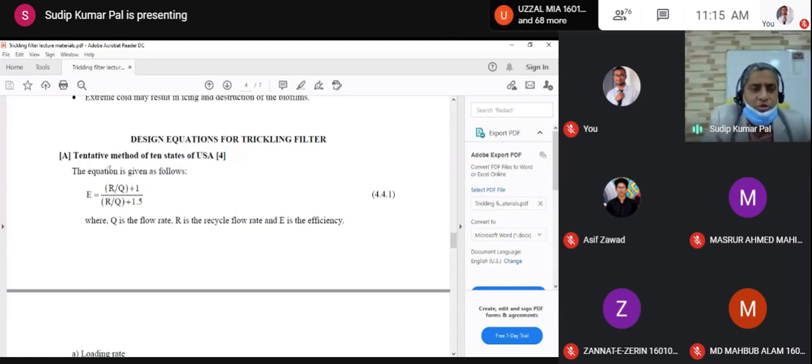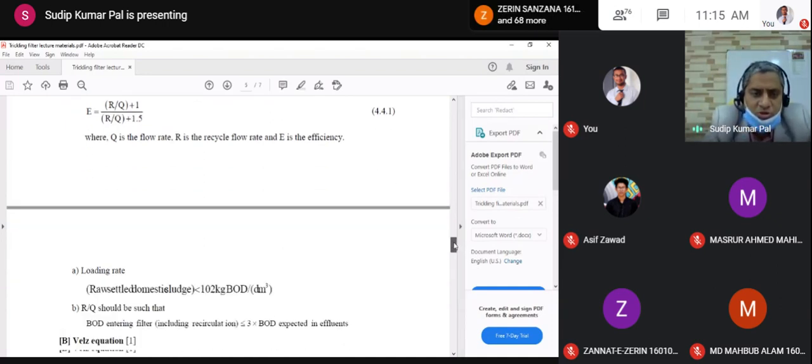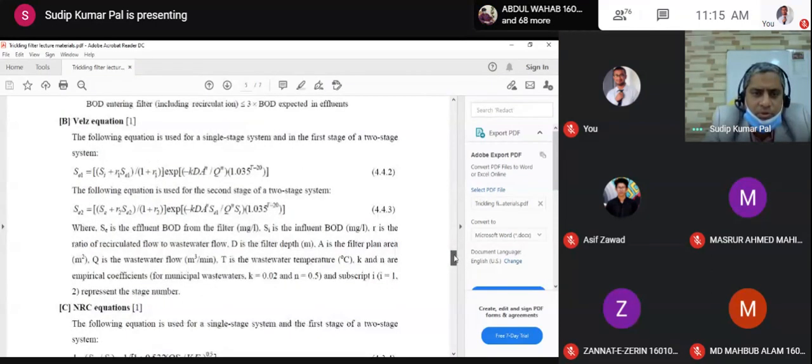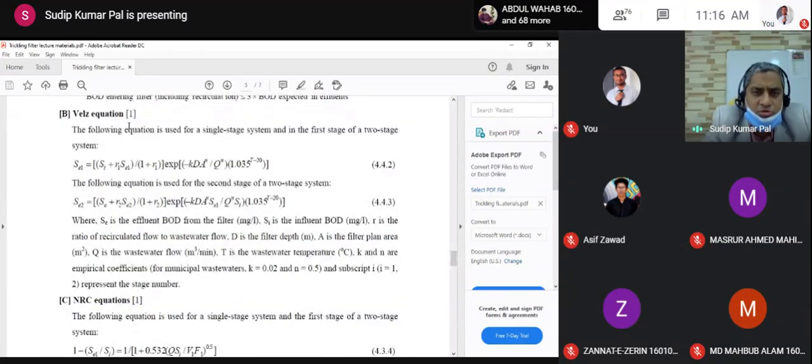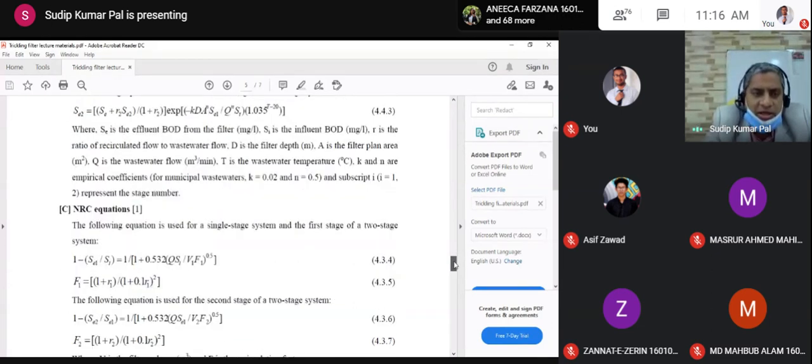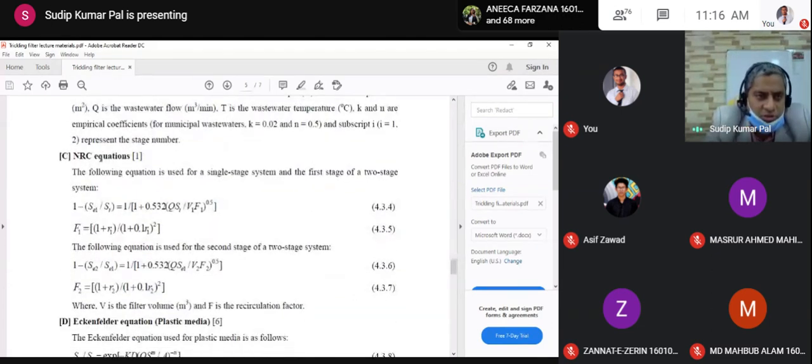So this is one equation. It's a tentative method of 10 states of USA. This is not very much used. So this is more regional. You see Bell's equation. So single stage, double stage, quite complicated. So it's also not very frequently used. NRC equation, what we used really, in a more simpler form, you can see, but this is also possible. It's a very similar equation expressed in different way.